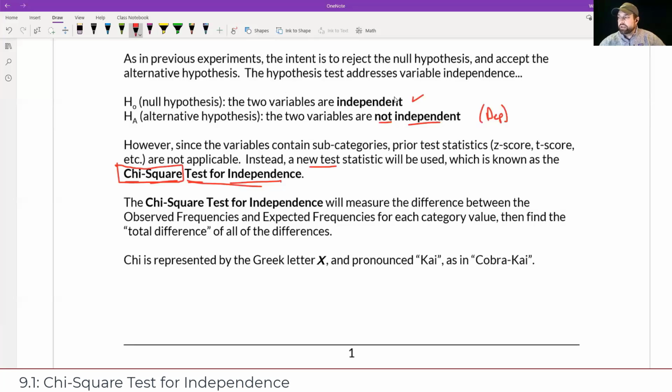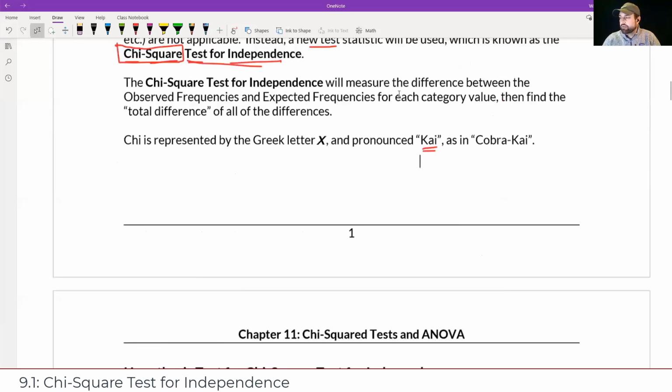And by the way, this is called chi, K-A-I, like Cobra Kai, not chi. Sometimes students pronounce this as chi squared, and it's actually chi squared.